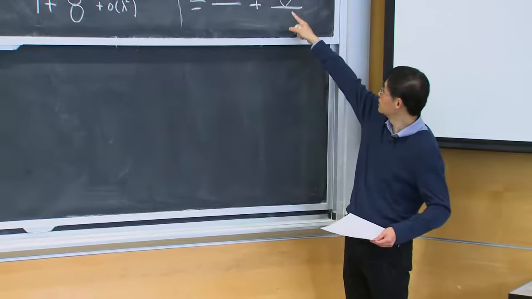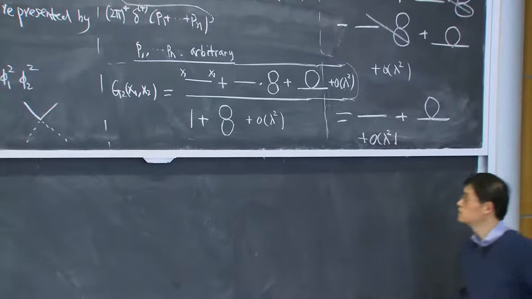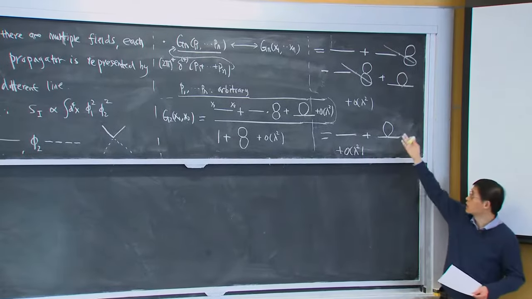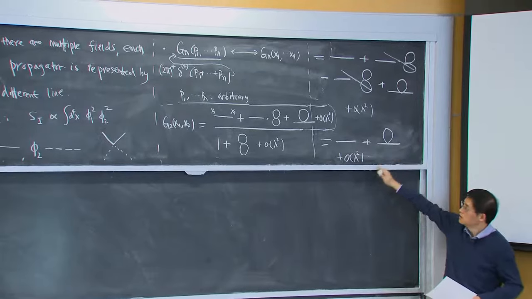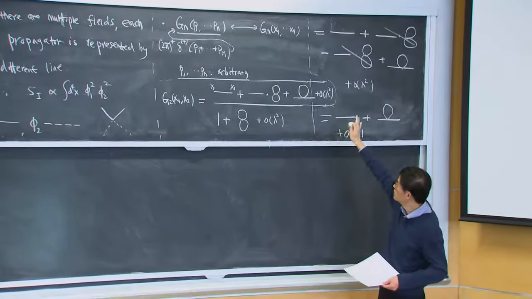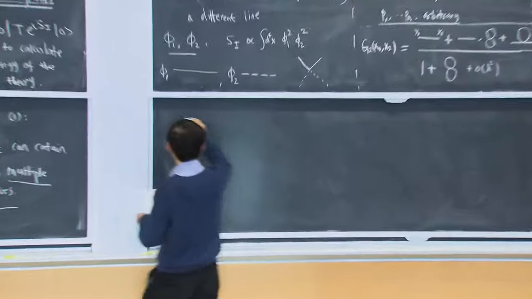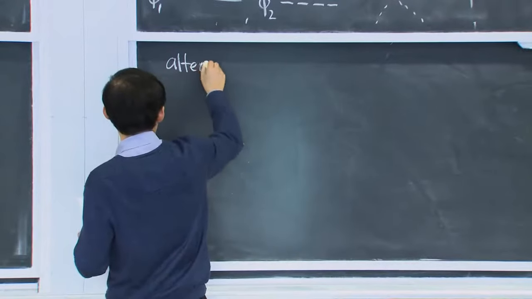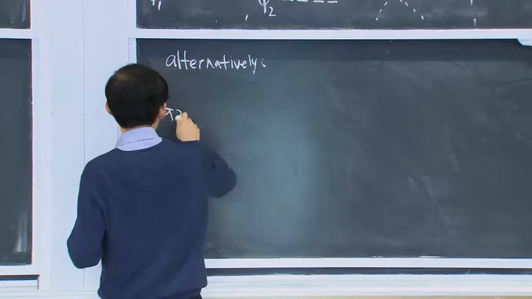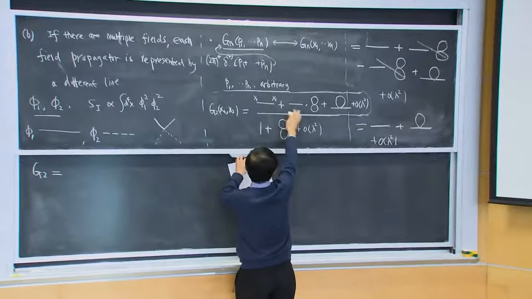So at this order we just have these two diagrams. This is much simpler than what we did the first time, and the cancellation is much easier. Let me show you the cancellation in a slightly different way, almost identical, but written slightly differently. I can also write G2. So we look at these two terms.